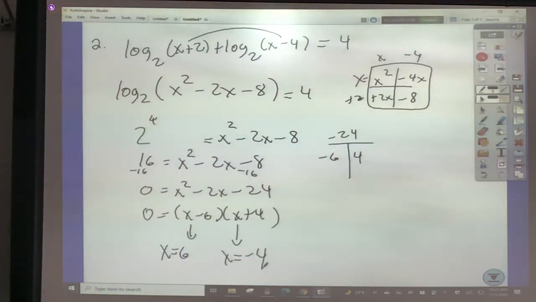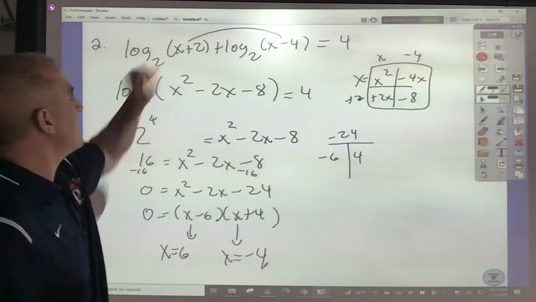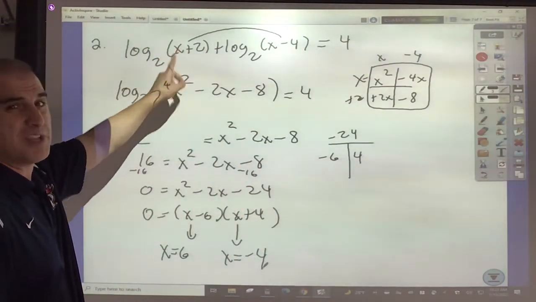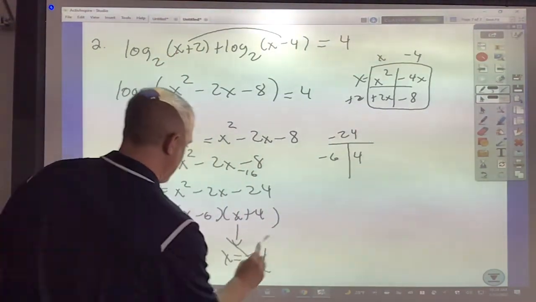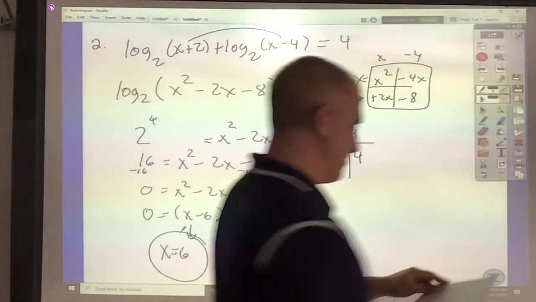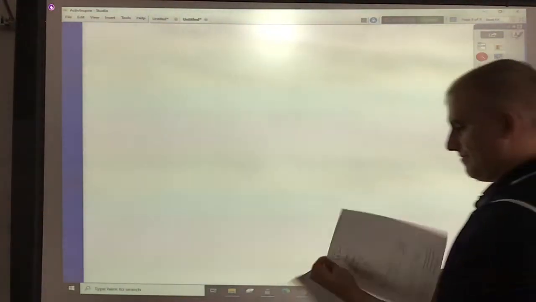Now what I have to do is check these in the original. Put 6 there, that's good. If I put negative 4 there, it would give me negative 2, so that's not a good answer. So that would be my answer to that question. Okay, all right.